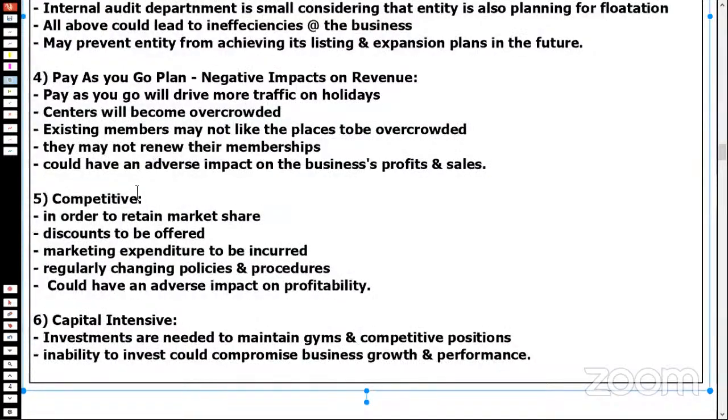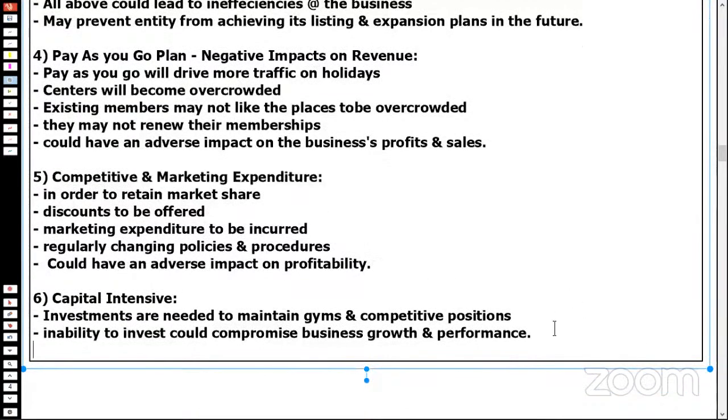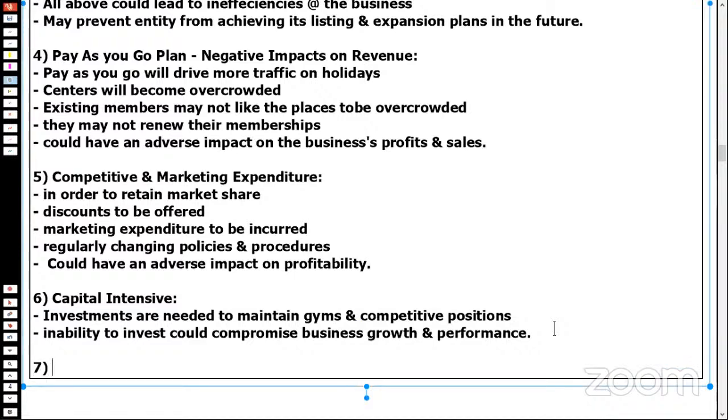and competitive marketing expenditure that I already discussed here.